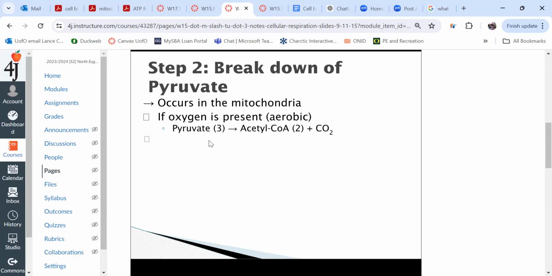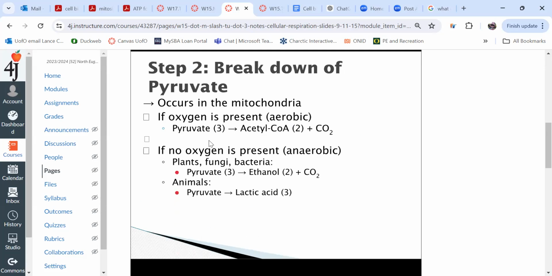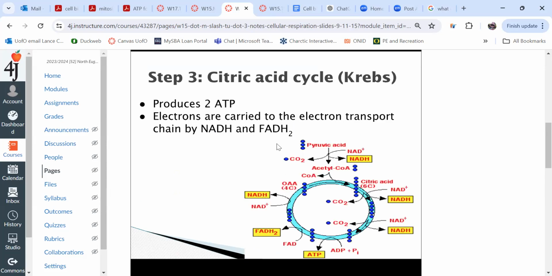And pyruvate, well, you could have oxygen present, or you cannot have oxygen present. This is where you produce lactic acid. Now, is lactic acid used in this third thing, the Krebs cycle? No.